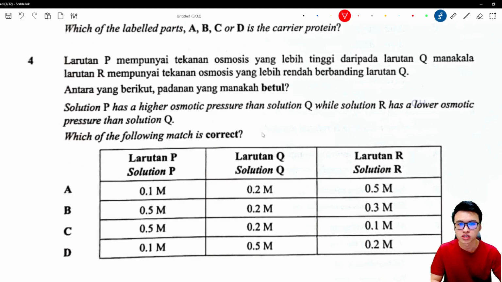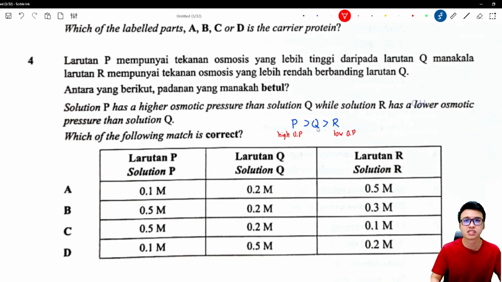Now let's continue to look at these questions here. Solution P has a higher osmotic pressure than solution Q, while solution R has a lower osmotic pressure than solution Q. Okay, so basically we just need to list it out for this kind of question. Solution P has a higher osmotic pressure than Q, right? So R has a lower osmotic pressure than Q, which means R has the lowest osmotic pressure. Okay, we list it down. P has high osmotic pressure, R has low osmotic pressure, Q is the medium one.